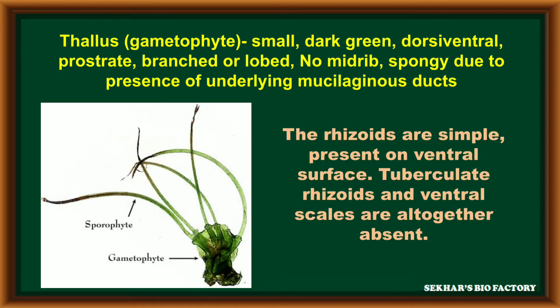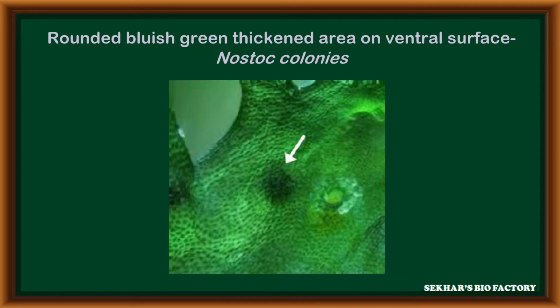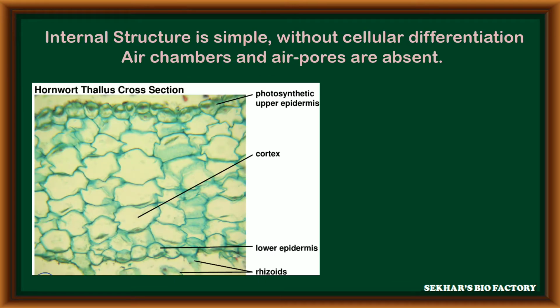The rhizoids are root-like structures. These are simple and present on the ventral surface, but tuberculate rhizoids and ventral scales are generally absent in its plant body. On the surface of the thalloid plant body, some rounded bluish-green thickened areas are present on the ventral surface. They indicate Nostoc colonies. The internal structure is very simple, without cellular differentiation. At the same time, air chambers and air pores are absent.